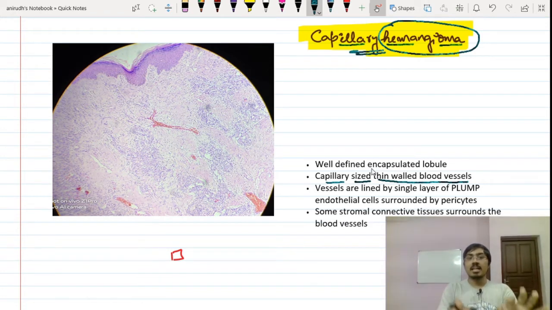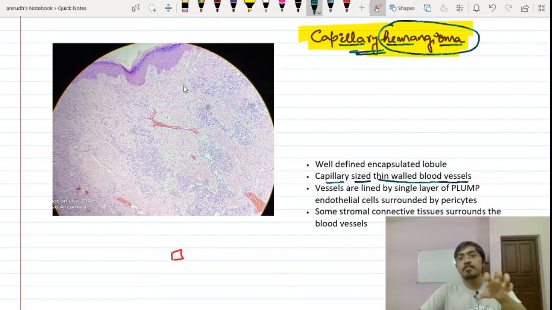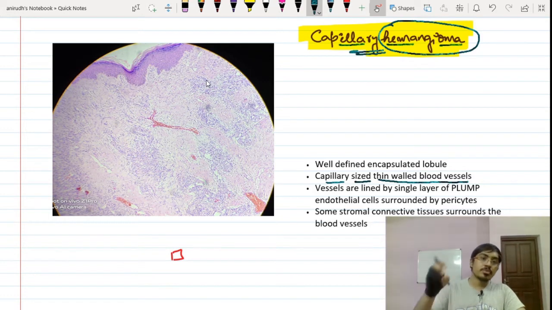But remember, the endothelial cells that are lining the vessels here will typically be a plump endothelium. So it's a big endothelium. You cannot very easily appreciate this plump endothelial cell feature in this particular image. So I think we'll have to zoom in to see more clearly the lining of the blood vessels found in this kind of tumor, right? And yes, a very little amount of stroma will be there, and this stroma will be present in between the blood vessels present over here.